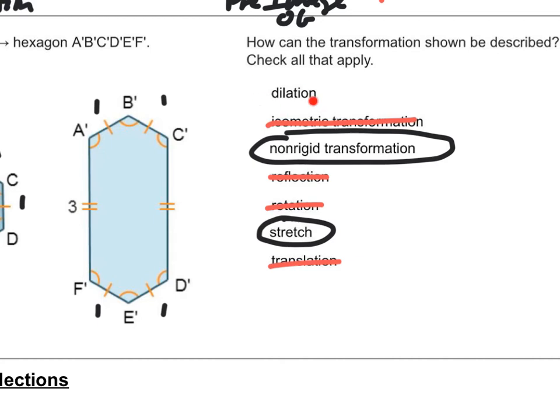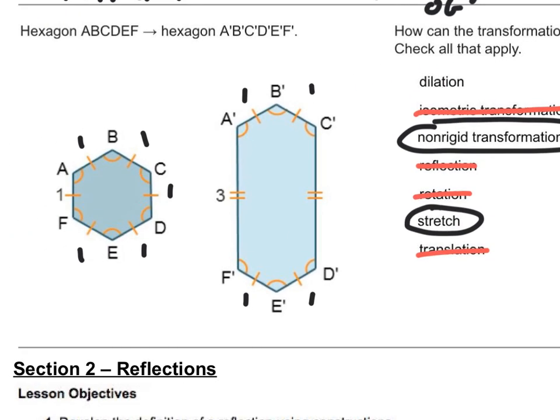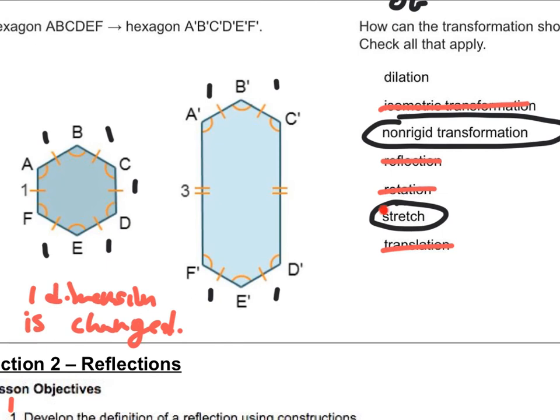The difference between me saying it's a dilation versus a stretch is because only one dimension here is changed. And that's what we talked about with a stretch. Stretch means that one dimension has been changed. If these segments were also bigger, then we would say that it's a dilation, but it's not because only one dimension has been changed, and that's this dimension. So I can get rid of dilation as well.